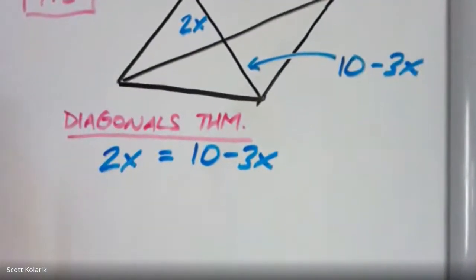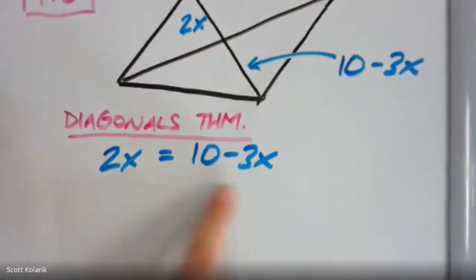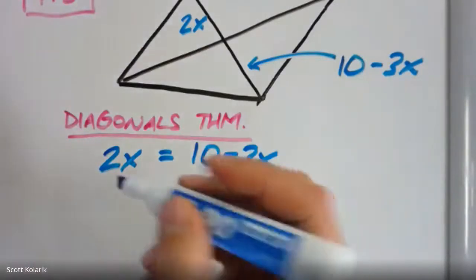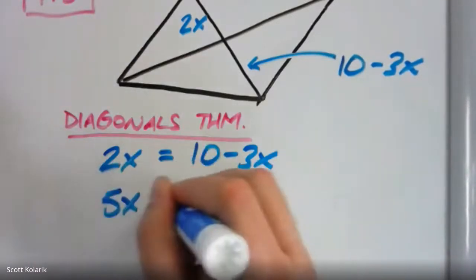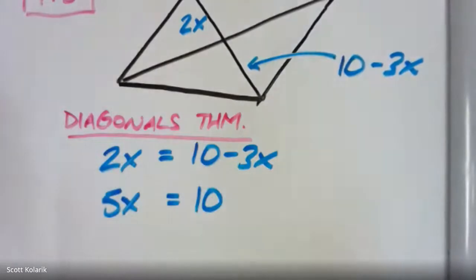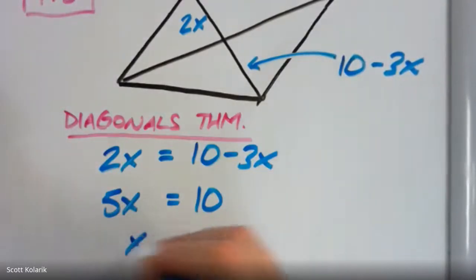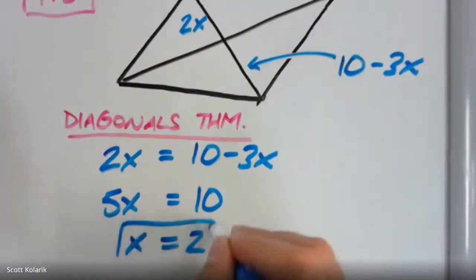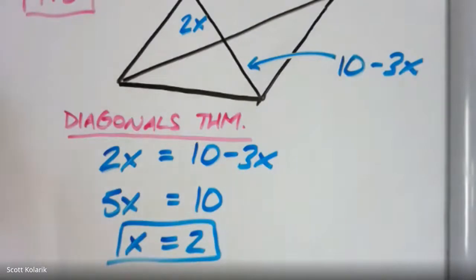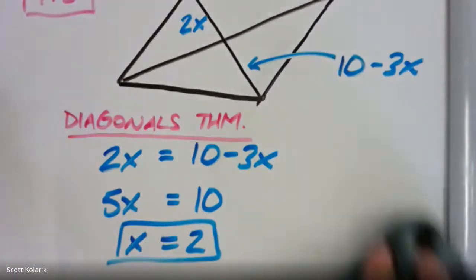And now, just like before, I collect like terms, move stuff away from the variable. So I'll collect terms first. I'll move this negative 3x over here by adding it to both sides. Adding 3x to both sides gives me 5x equals 10. Divide both sides by 5, and I get x equals 2. Simple enough once I get the equation set up. And that's problem number 3. All right, let's keep going.